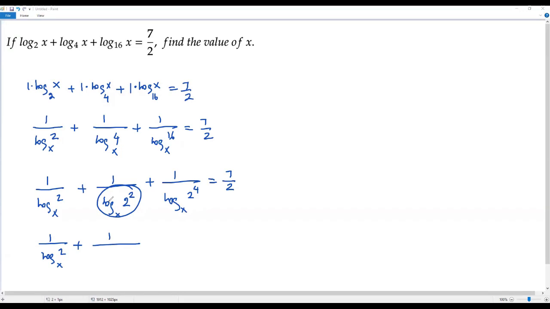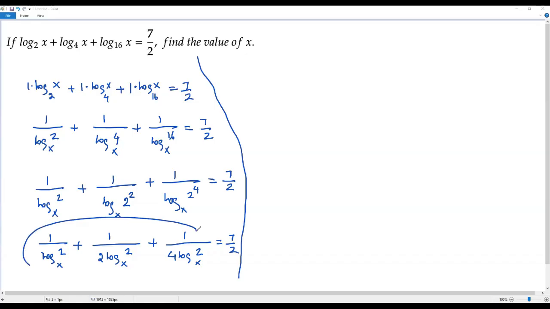So 1 over log 2 to the base x plus 1 over, here I can use the power rule of logarithm. Whenever the argument is a power, the exponent can be moved in front of the logarithm and multiplied by the logarithm. Then I'm getting 2 times log 2 to the base x, plus, the same power rule can be used over here. The exponent 4 that we have in the argument can be moved in front of the logarithm. Then I'm getting 4 times log 2 to the base x equals 7 over 2. Let me continue over here.